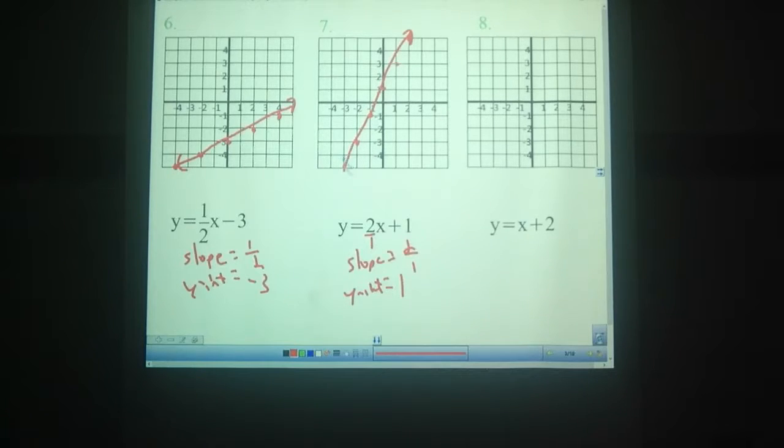And there's a line. Okay, number 8, y equals x plus 2. So slope, if the x is by itself, you can think of that as being like 1x or 1 over 1x. Slope is 1 over 1. Y-intercept, 2. So we start at the 2 there and go up 1 to the right 1. Okay.